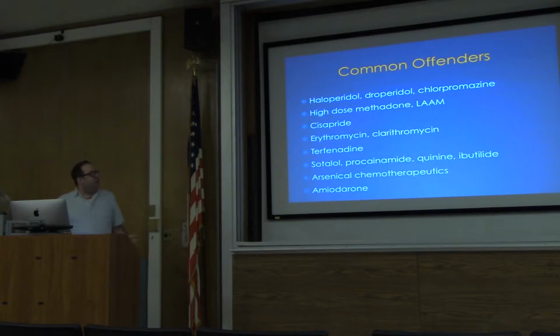So some common offenders, some of our psych medications: haloperidol, droperidol, chlorpromazine, high-dose methadone, cisapride, erythromycin and clarithromycin, terfenadine. Obviously, the antidysrhythmics can be prodysrhythmic as well. Arsenic and amiodarone. Amiodarone is probably the only one of these that doesn't predispose you to a dysrhythmia, and I'll talk about why that is in a sec.